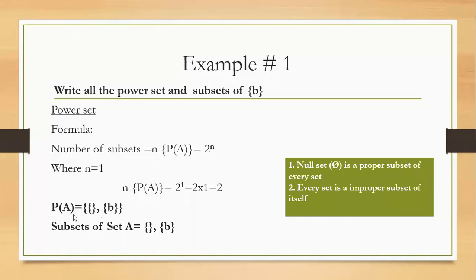Why are we writing the power set in curly brackets? Because from the definition, the power set is a set of all the possible subsets of a set. Set means you have to make the curly brackets, and possible subsets, how can we find them? By this process. By this process we find that the number of subsets will be 2.